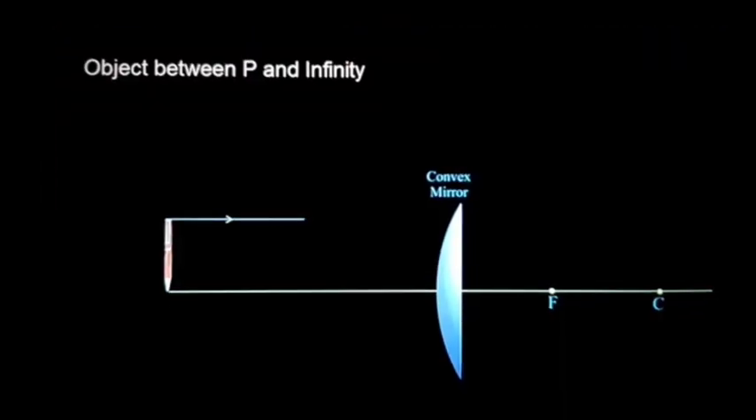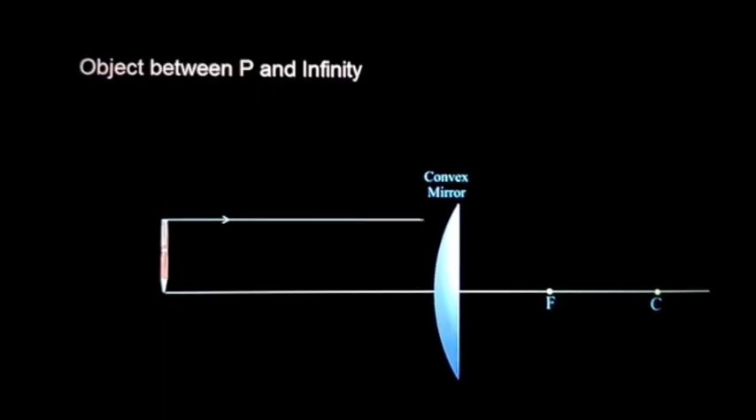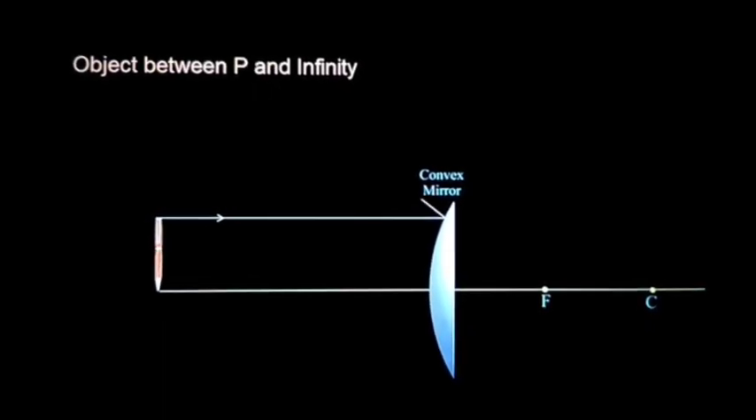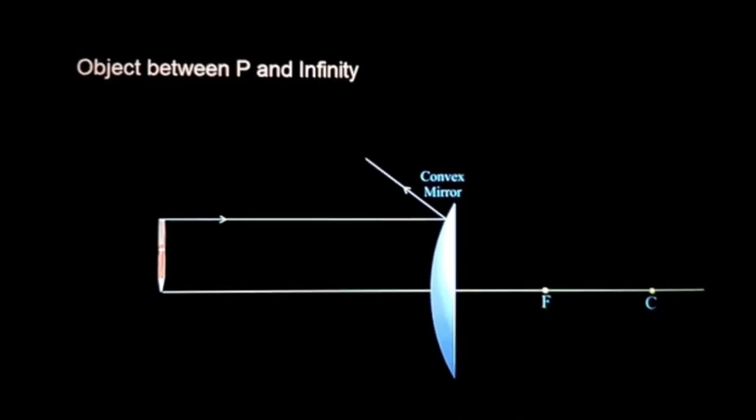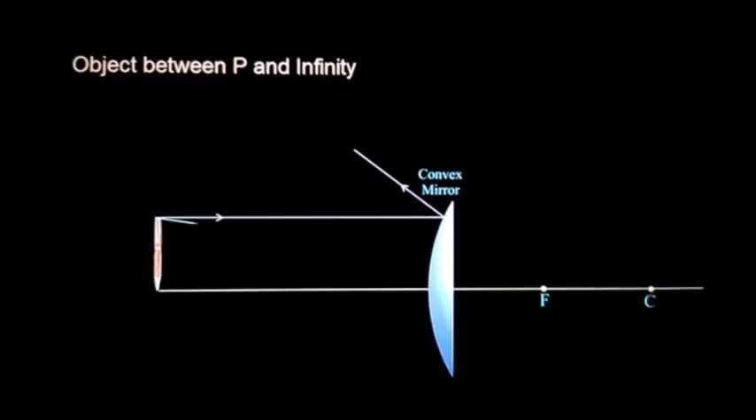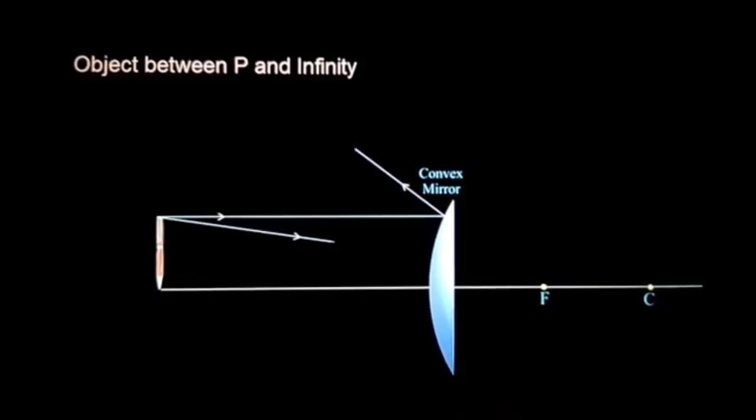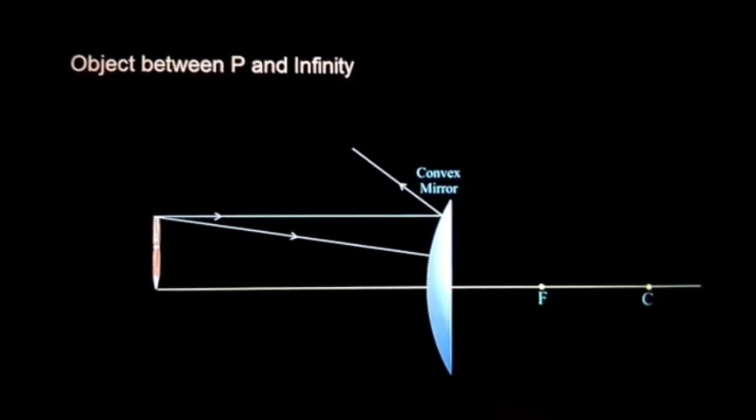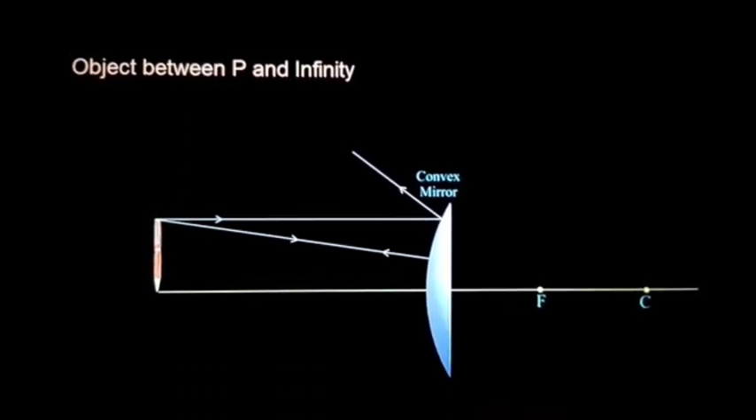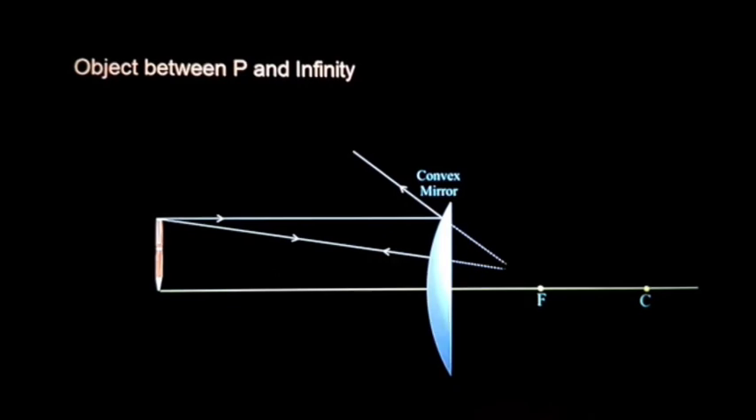For the convex mirror, the object is at any point between P and infinity. Then we get the image behind the mirror, virtual, erect, small size image.